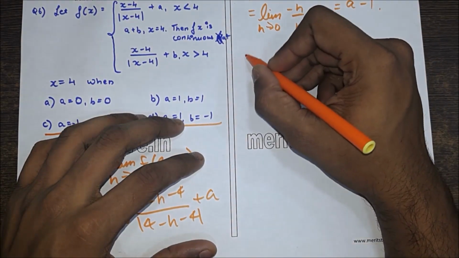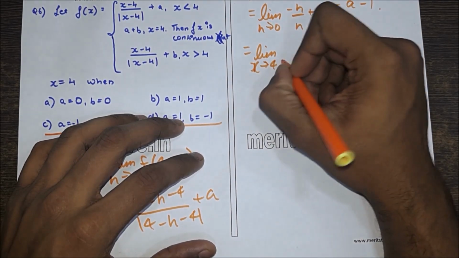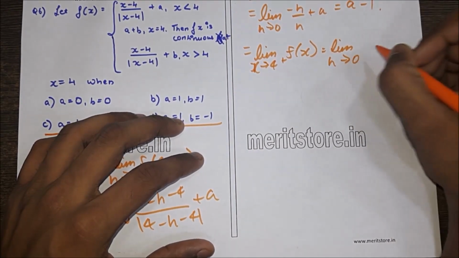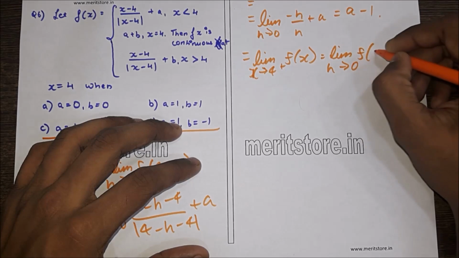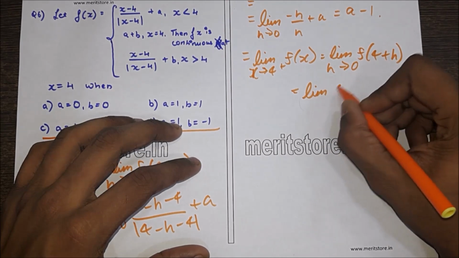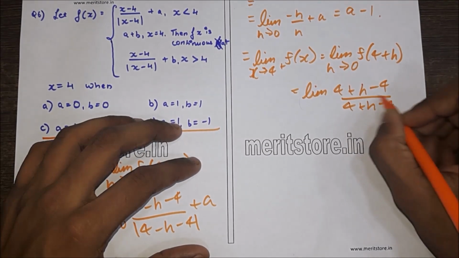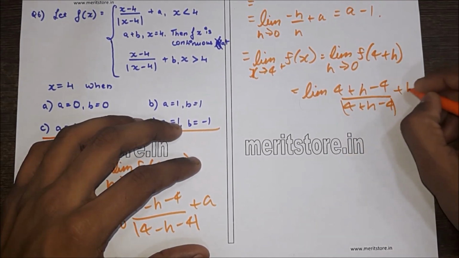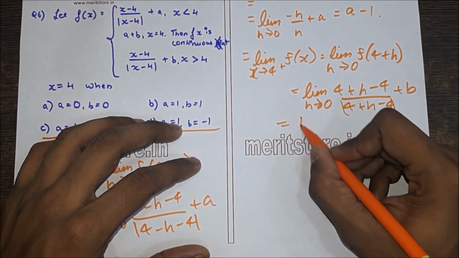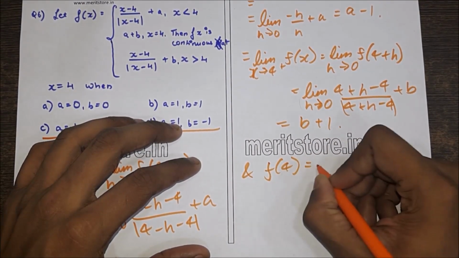So next we do the limit as x tends to 4 positive of f of x, which is equal to the limit as h tends to 0 of f of 4 plus h, which gives us the limit of (4 plus h minus 4) upon |4 plus h minus 4| plus b, with h tending to 0. Now this gives us b plus 1, and therefore we can write f of 4 is equal to a plus b.